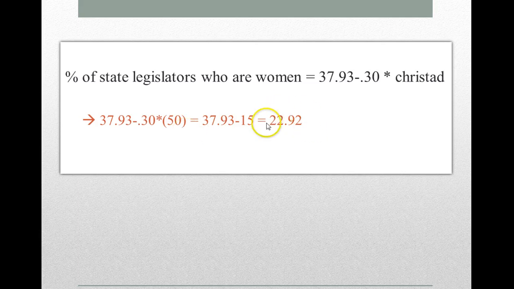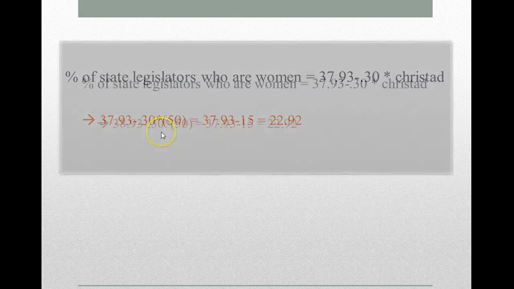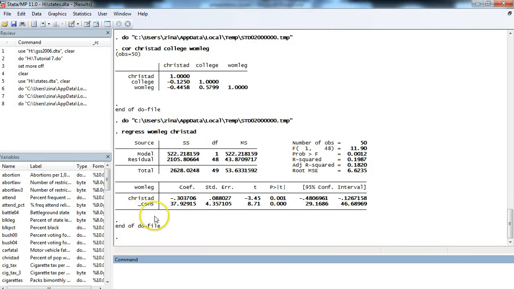Focus on the negative 0.3 or 0.30 regression coefficient. What this is telling us is that for each 1 unit increase in the percentage of Christian adherents, there is a 0.3 unit decrease in the percentage of female legislators. Now suppose for a minute that this data comes from a random sample, and we want to test our hypothesis that the more Christian adherents a state has, the less likely are women in legislative positions.